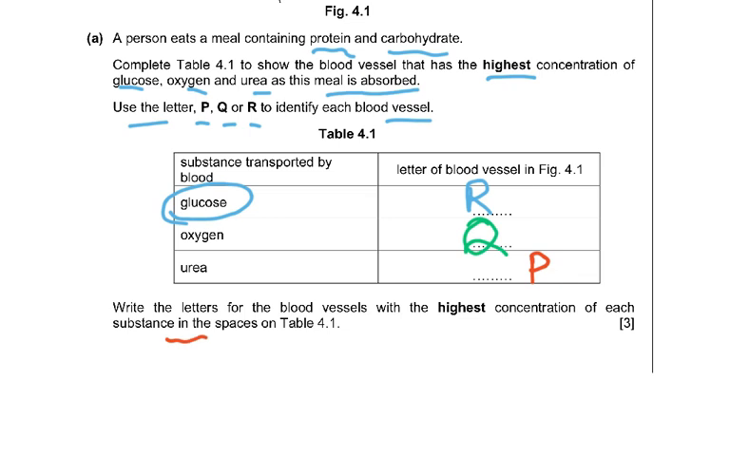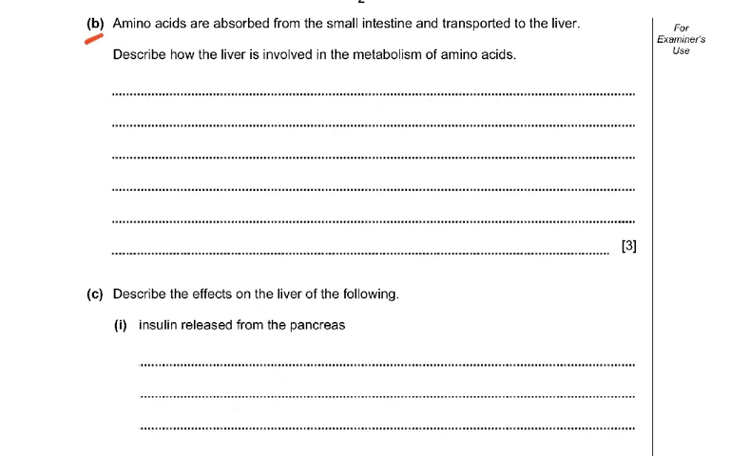And then it said, write the letters for the blood vessels with the highest concentration of each substance in the spaces on table 4.1, which is this table here, which we've just completed. And coming to the B part of the question, amino acids are absorbed from the small intestine and transported to the liver. Describe how the liver is involved in the metabolism of amino acids.